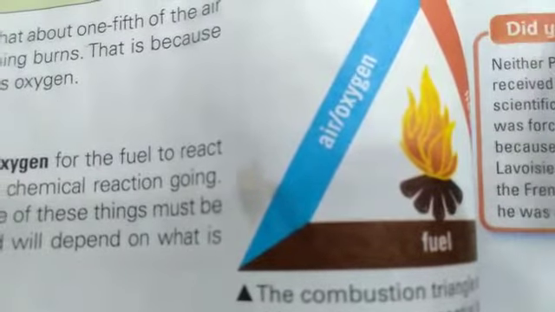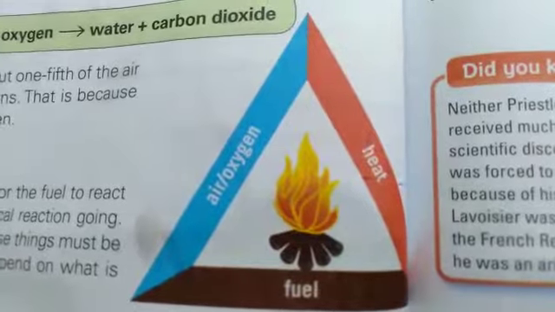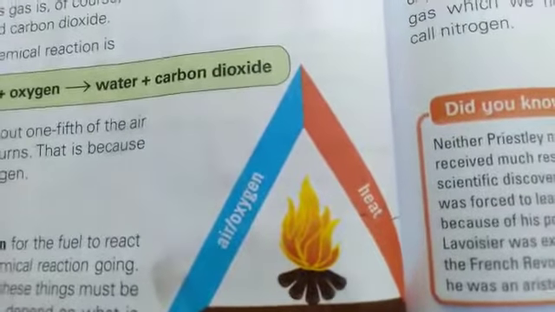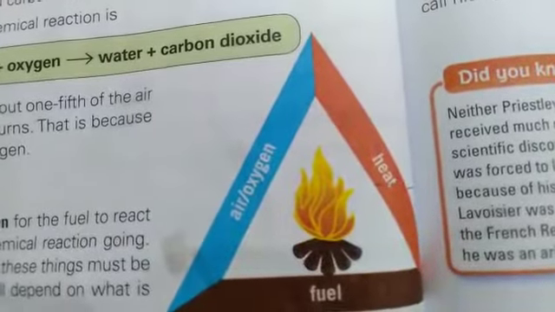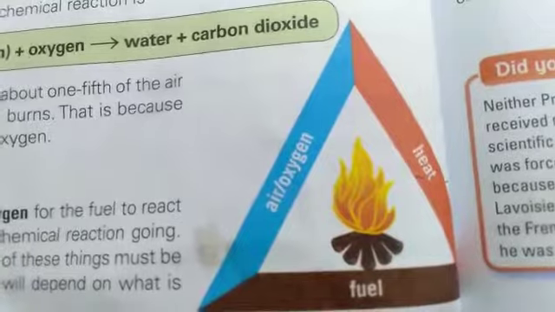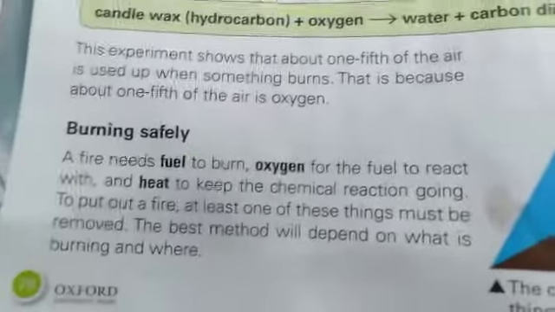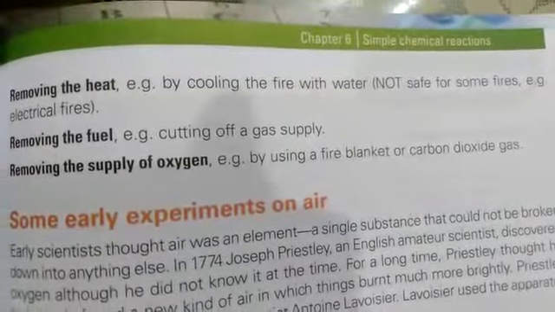And in order to put out the fire, we have to remove one of these things, and the best method to put out the fire is, first we should know what is burning and where it is burning. Okay, first of all, we can put out the fire by removing the heat, that is by cooling the fire, but this method is not useful for electrical fires.